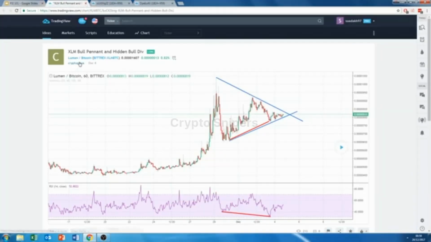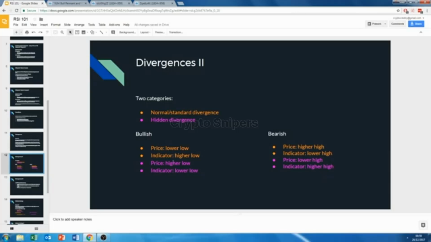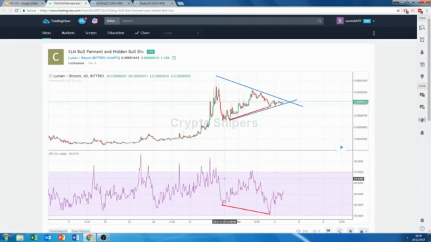Now, shout out to Cryptopius. He's in my Telegram group, which is free but closed at the moment. And after I messaged the group about the importance of divergences, he posted this saying, "Is this a bullish divergence? A hidden bullish divergence?" Well, let's check. Price has to make a higher low. Indicator has to make a lower low.